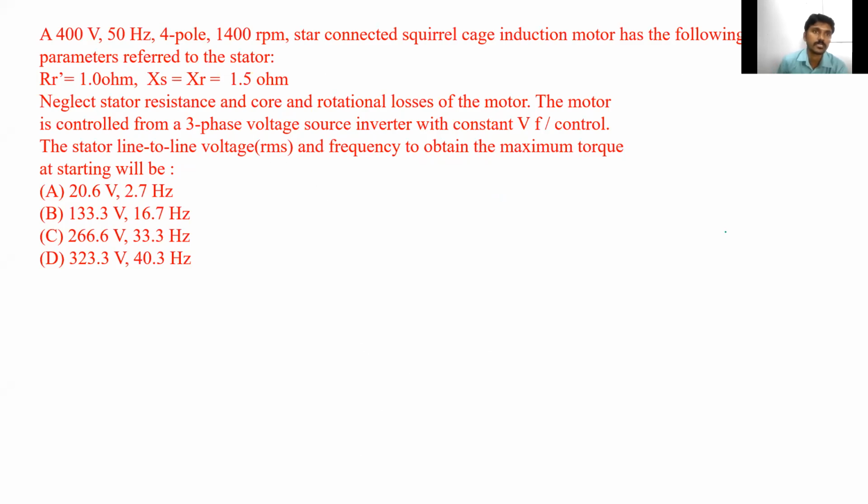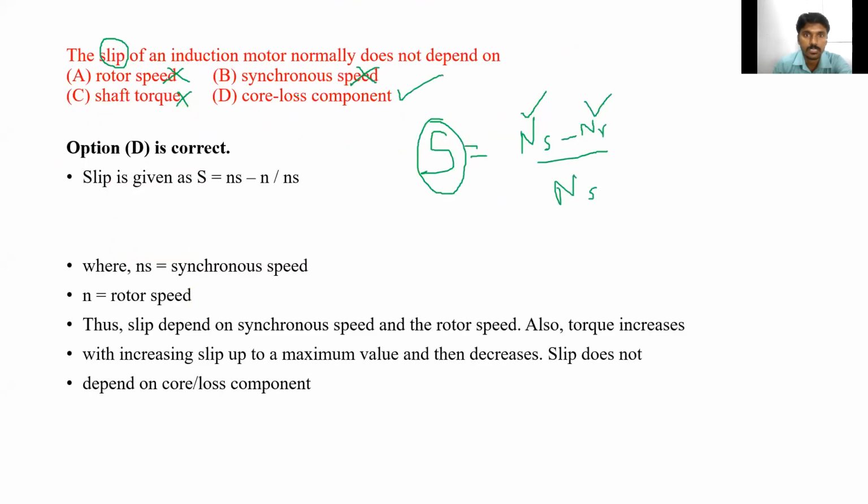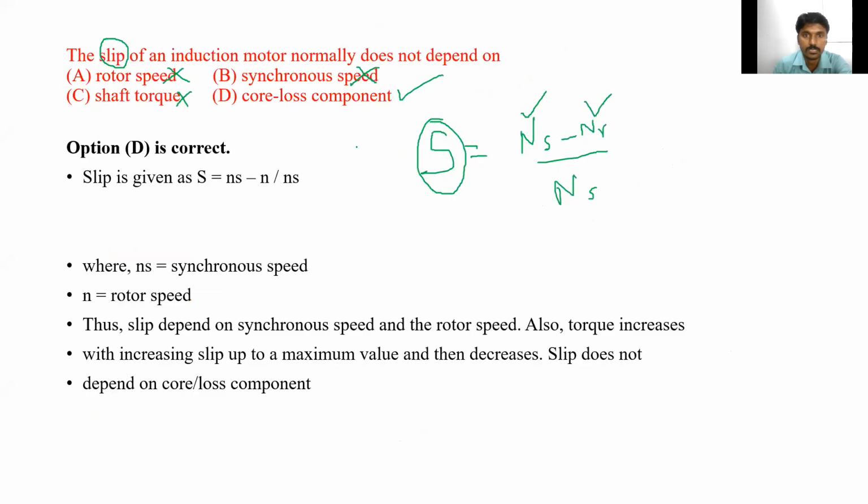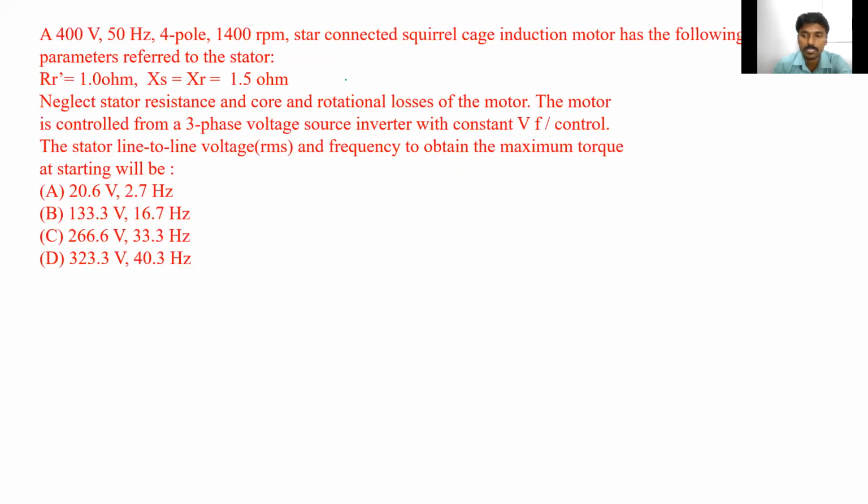A 400 volts, 50 hertz, 4 pole, 1400 RPM star connected squirrel cage induction motor has the following parameters. Refer to the stator. Here we need to discuss the equivalent circuit of the induction motor, but we have not discussed it yet. Have we discussed the equivalent circuit of the induction motor? No. So tomorrow we will see.